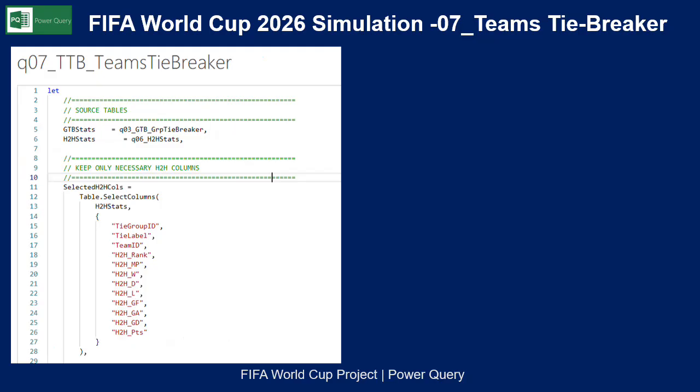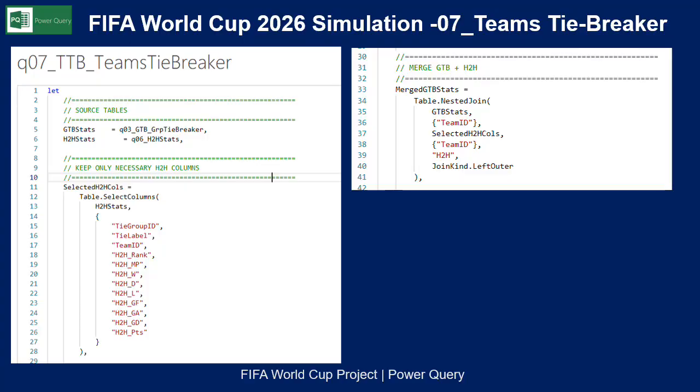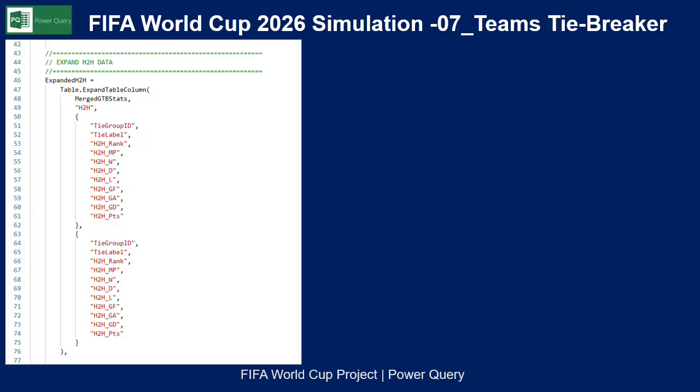The query begins by reading two different tables. The first contains the official group stage standings. The second contains the head-to-head statistics calculated only for tied teams. Using a merge operation, we enrich the group stage standings with the corresponding head-to-head information. Teams that were never tied simply receive zeros for every head-to-head statistic. That means every team now shares the same structure, making the ranking process much simpler.